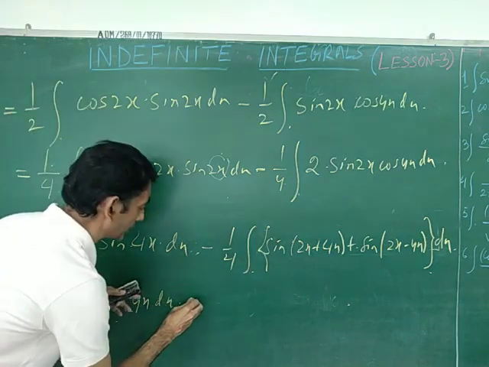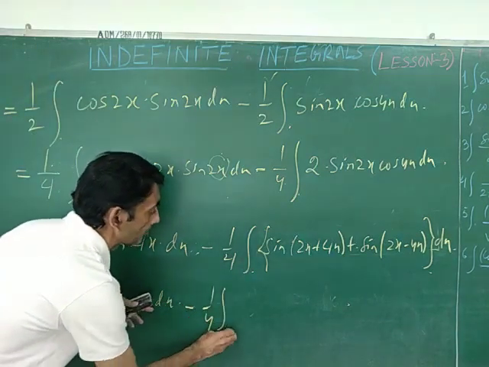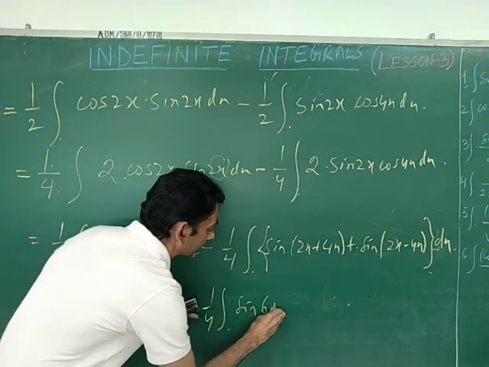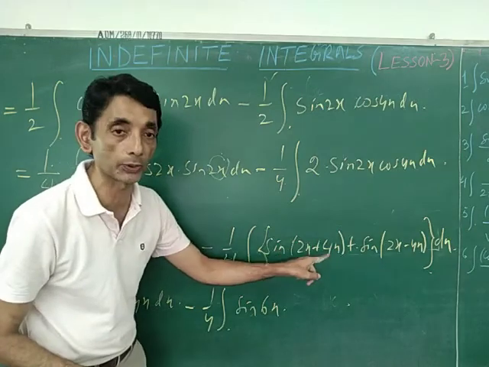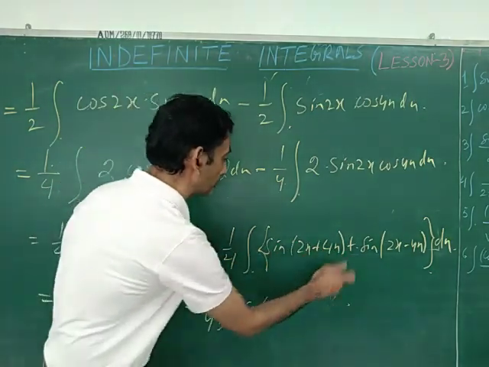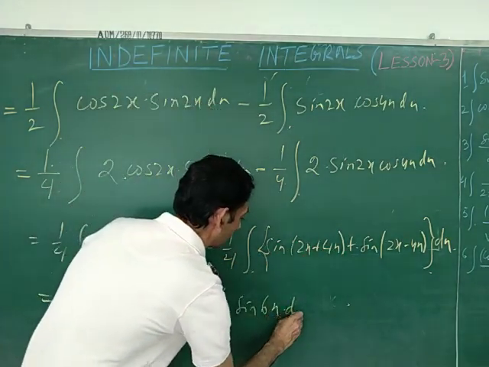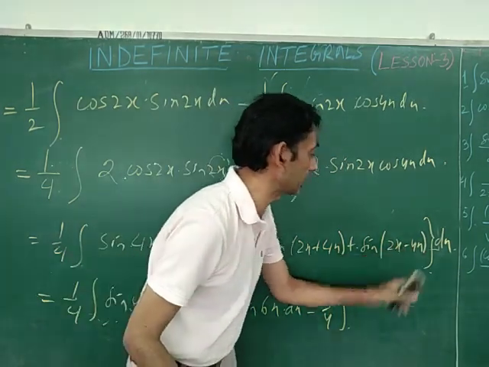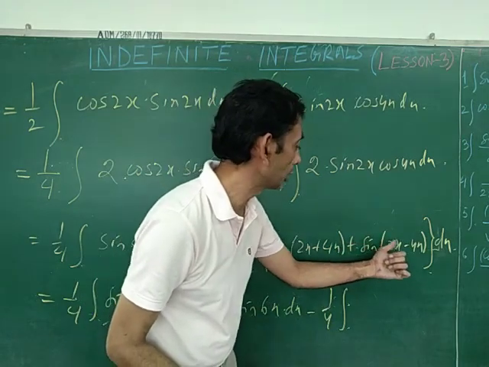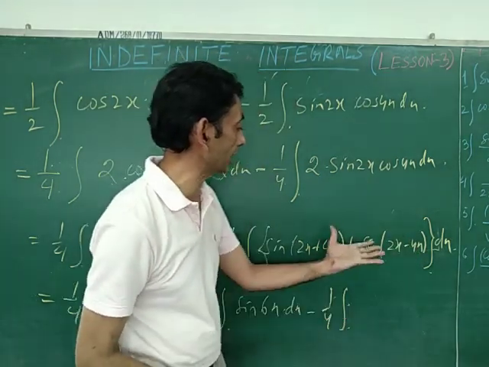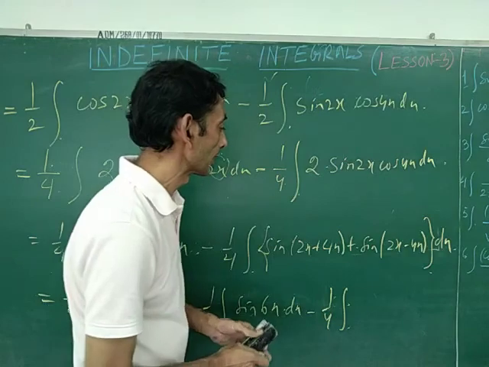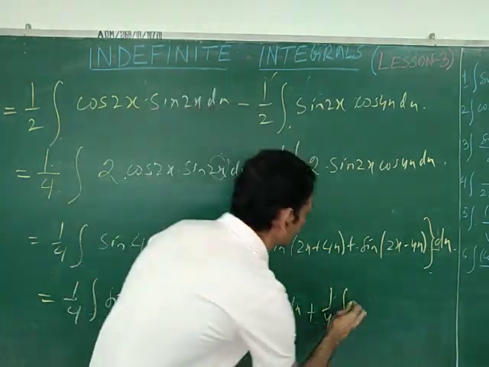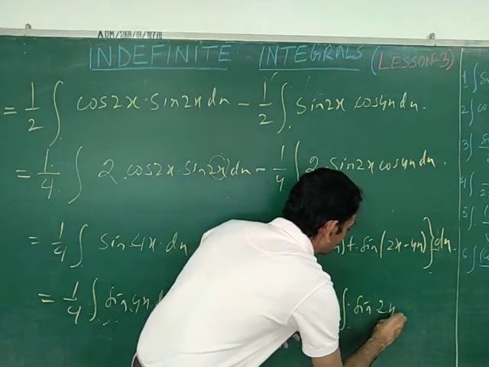Now we'll just separate this integral. Minus 1 by 4, that's sin(2x + 4x). This is sin 6x. And you can multiply by minus 1 by 4. Sin(2x - 4x) gives us sin(-2x), and we know that sin(-x) is minus sin x. So there we'll get a minus sign. Minus minus will become plus. So finally you get sin 2x dx.